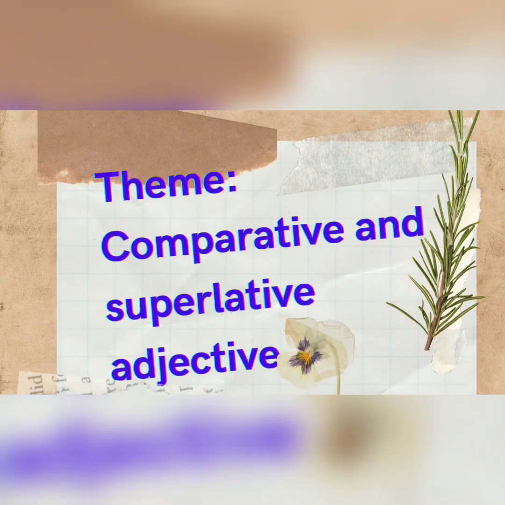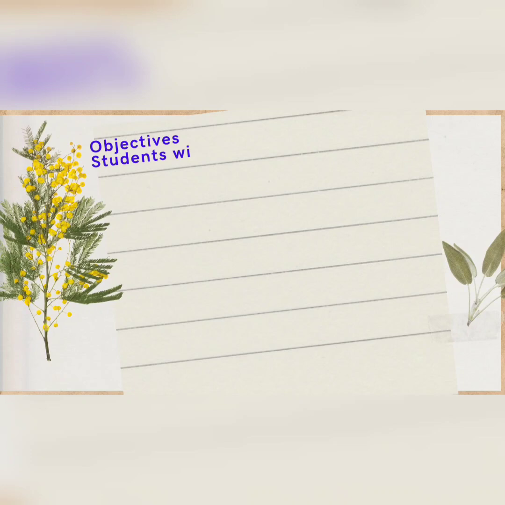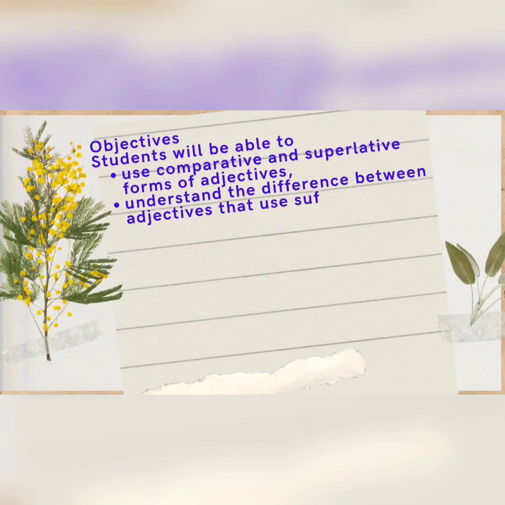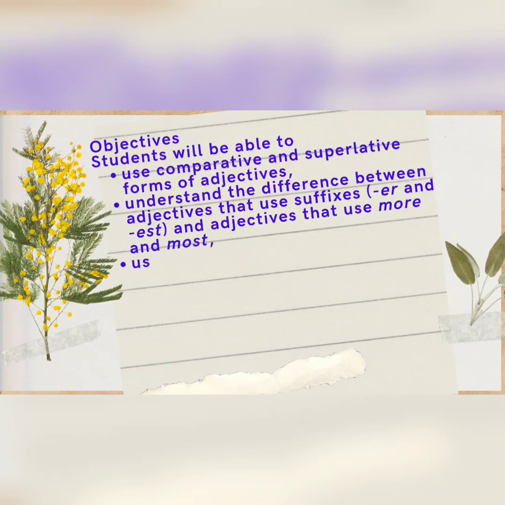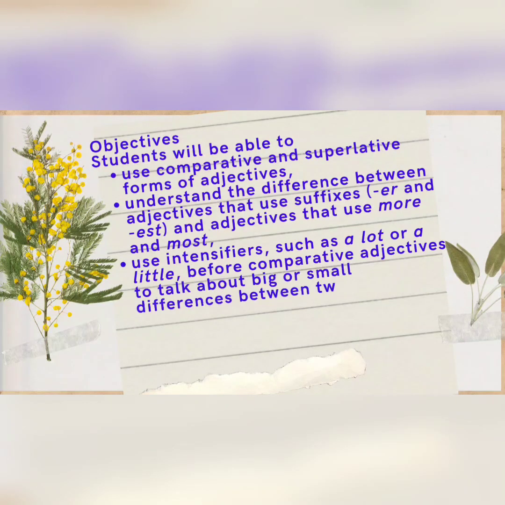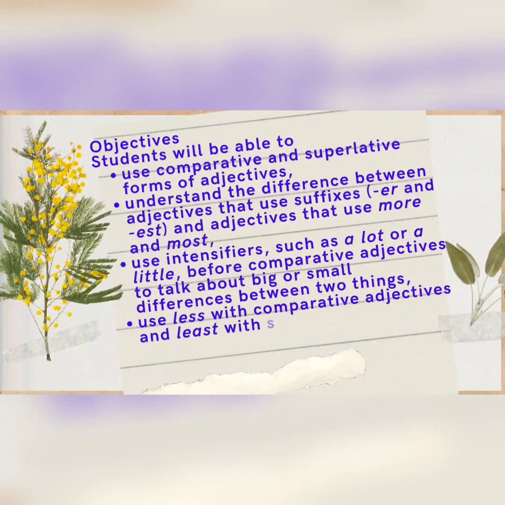Good afternoon. Today our theme is comparative and superlative adjectives. Objectives of our lesson: students will be able to use comparative and superlative forms of adjectives, understand the difference between adjectives that use suffixes and those that use more or most, and use identifiers such as a lot of or a little before comparative adjectives to talk about big or small differences.